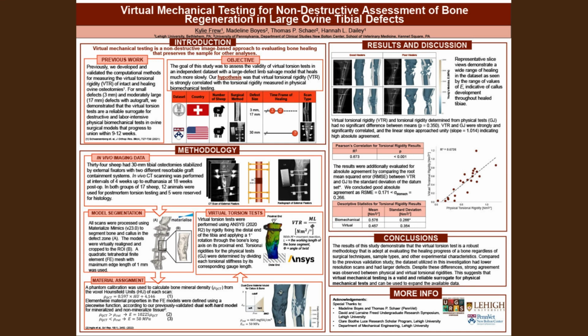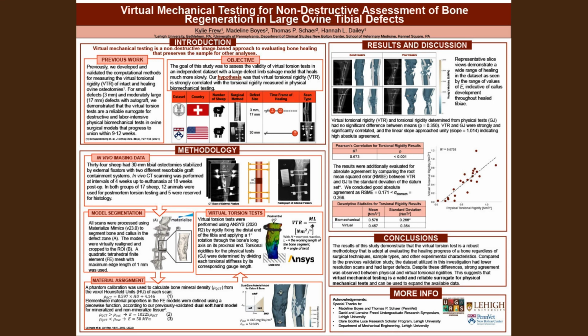The current work is now to perform an external validation of the virtual torsion test using a completely different data set that has larger defects in the tibiae. And the hypothesis is that the virtual torsional rigidity will still be strongly correlated with torsional rigidity that we receive from the physical tests performed in a lab.